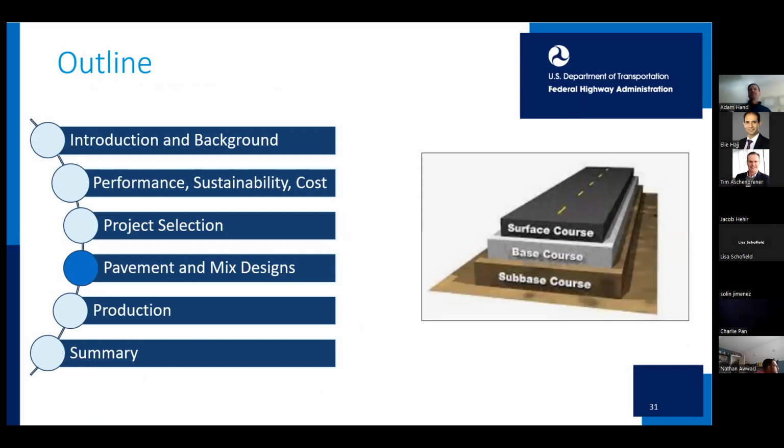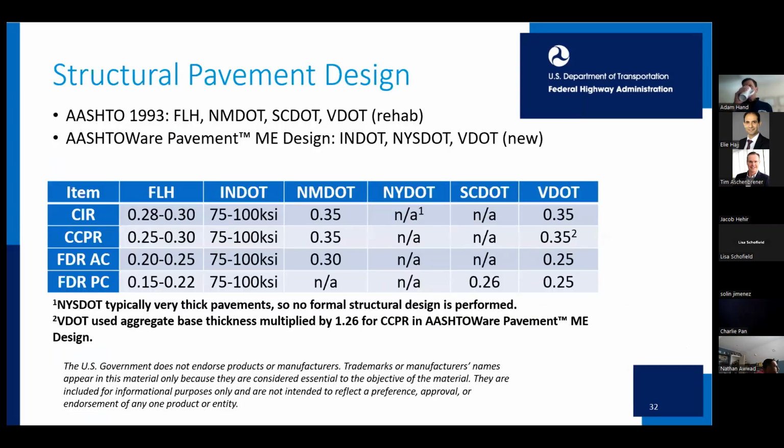The other thing we talked about with the agencies was pavement and mix design, other things. And from a structural design perspective, most of the agencies were using the AASHTO 93 method. The layer coefficients are in the table here, other than the NAs. And the 75 to 100 KSI, that was Indiana DOT. They're using the Pavement ME software, and obviously you don't use layer coefficients, right? You use moduli for those materials.